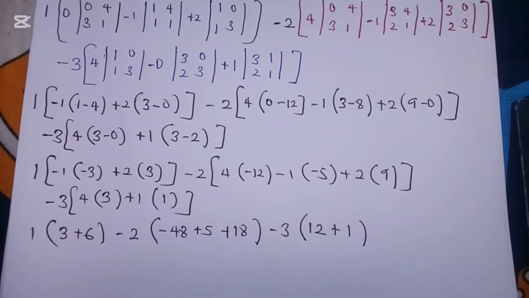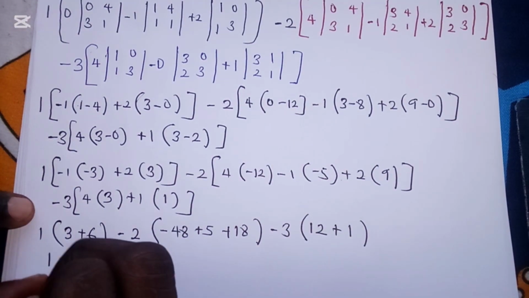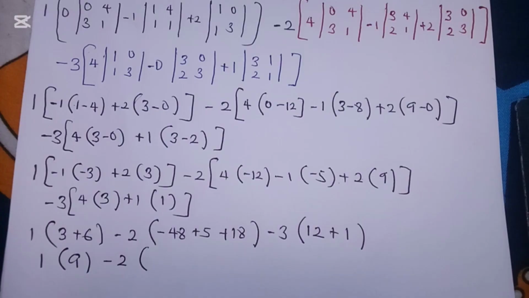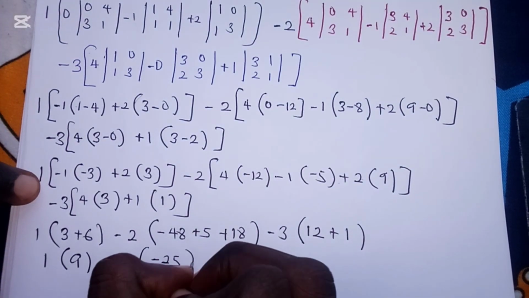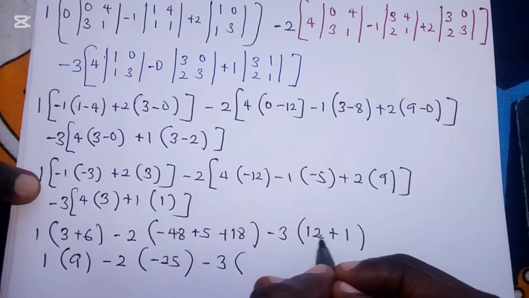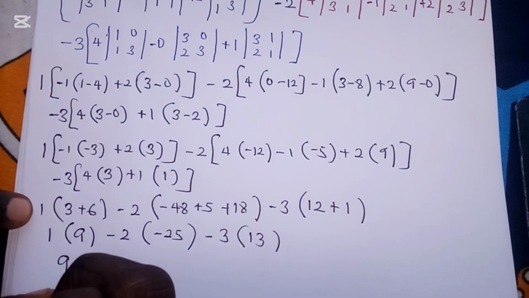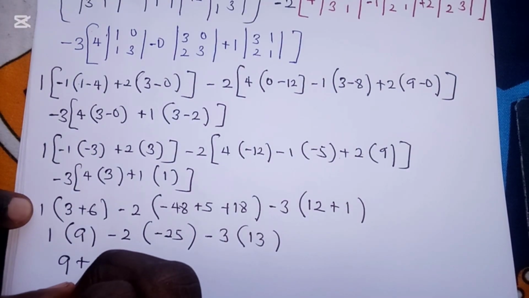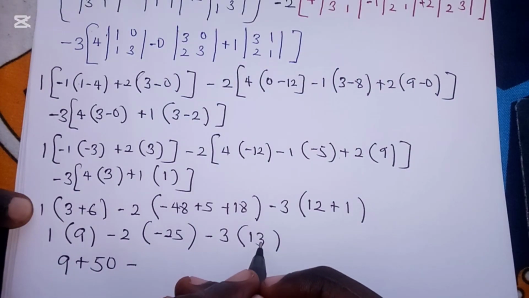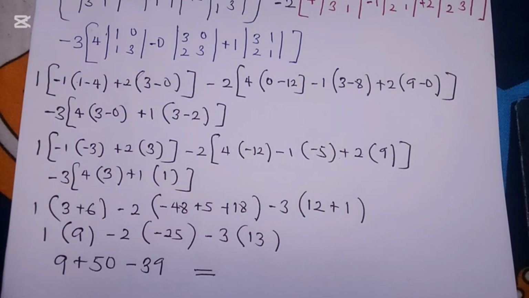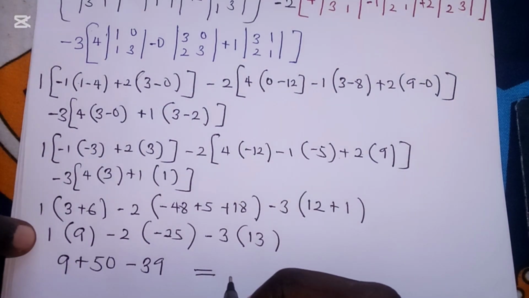Okay, now from this we have 1 into 3 plus 6, it is 9. Okay, minus 2 into minus 48. We have minus 48 plus 5 plus 18 giving you minus 25. This is minus 25. Now we have minus 3 into 12 plus 1, it is 13. Then from this point, let's multiply now. 1 times 9, it is 9. Minus times minus, plus 2 times 25, it is 50. Minus 3 times 13, it is 39. Okay, then this equals 9 plus 50 minus 39 giving us 20. So this becomes 20.